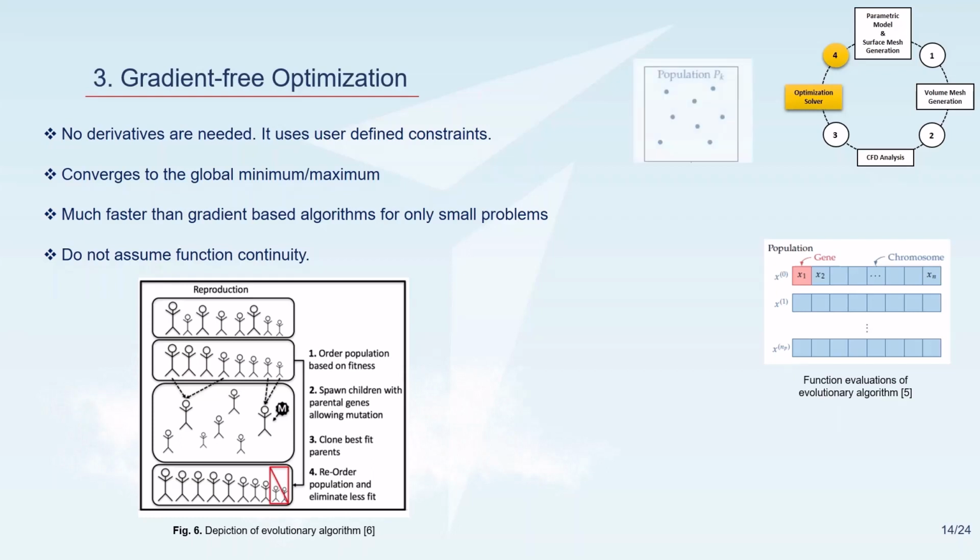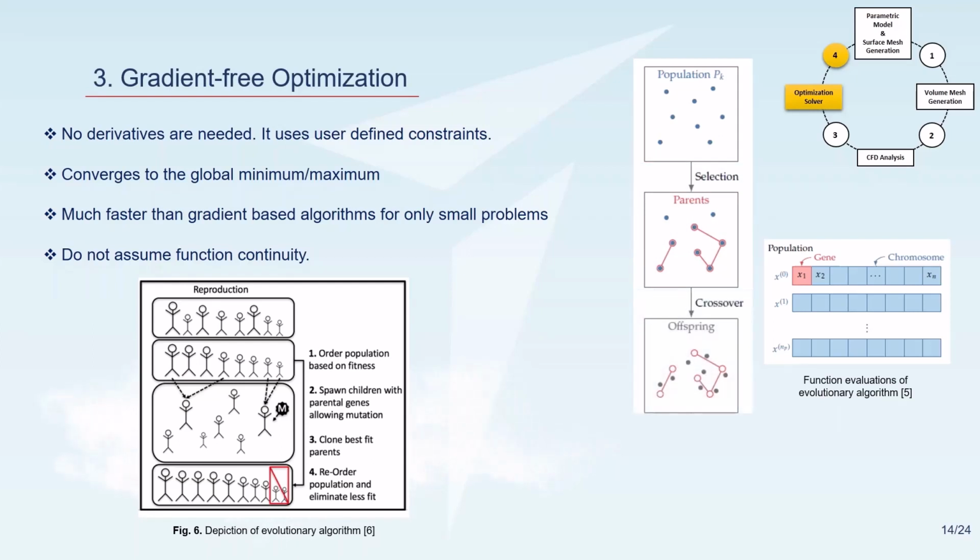In the first step, it creates an initial population randomly, and then it performs a parent selection based on fitness, and it spawns children with the parental genes by using crossover and mutation function evaluations. In the last step, it reorders the population and eliminates the less fit to determine the new population. This cycle continues until the convergence criteria are satisfied or the iteration limits are exceeded.